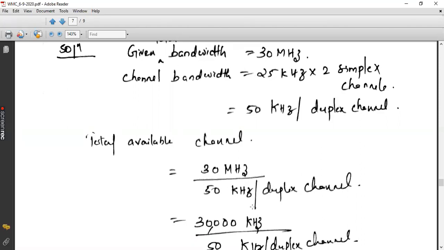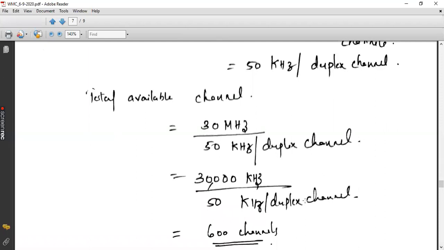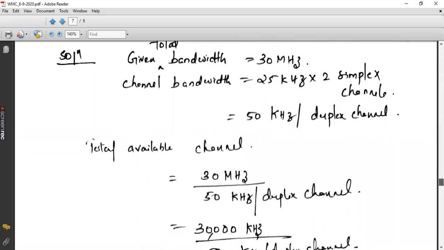30 megahertz can be treated as 30,000 kilohertz, so that this kilohertz will get cancelled and the number of channels will come to the numerator. So the answer will be 600 channels. So to accommodate in this full spectrum of 30 megahertz, we can have a total of 600 channels with us.